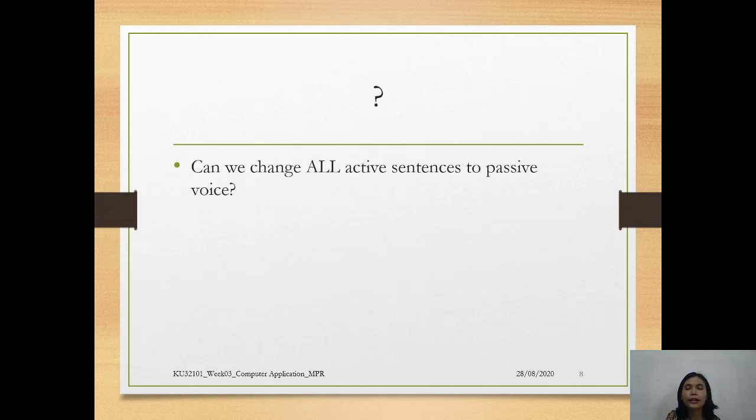Now here comes the detailed question about the grammar point from this week's topic. There's one very simple question: can we change all active sentences into passive voice? There are two types of sentences: active sentences and passive sentences. Can we actually change all active sentences into passive voice? If you think yes, then that is probably not the correct answer, because not all active sentences can be changed into passive voice. Why or how? We will check it together on the next slide.